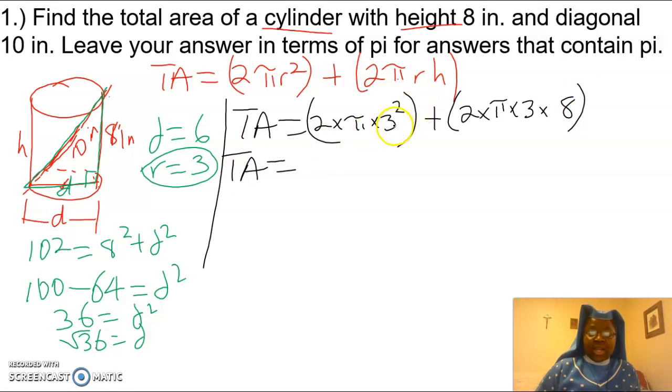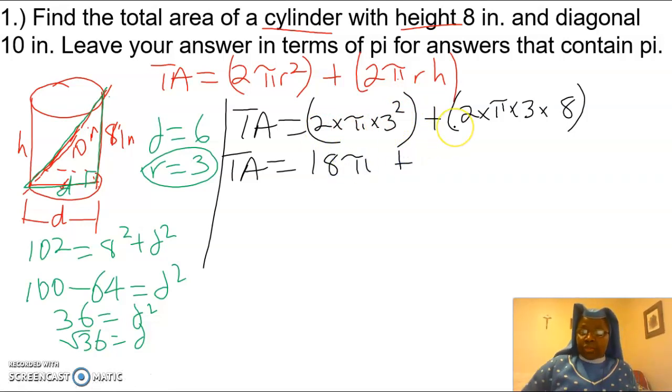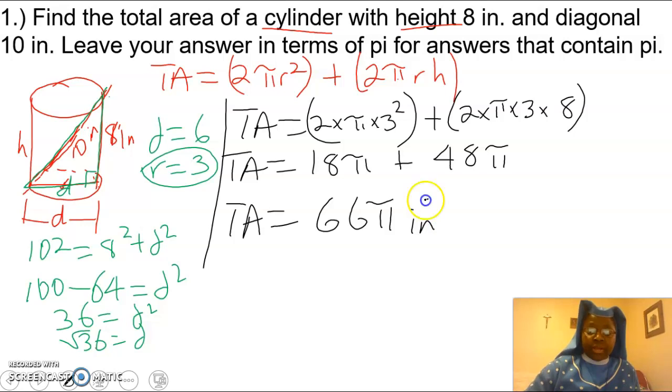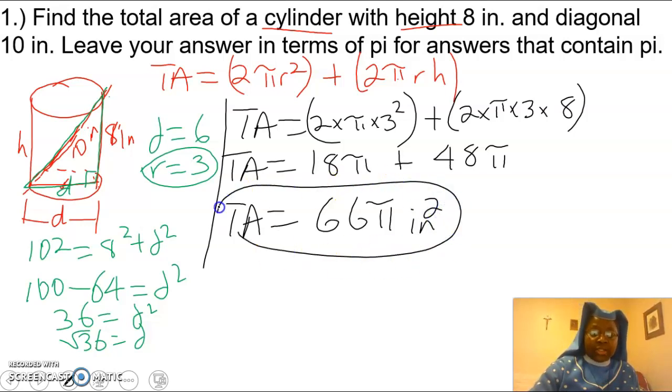This is 3 squared. 3 times 3 is 9. 9 times 2 is 18. So we have 18 pi plus, here, 2 times 3 times 8 is 48. 48 pi. So since both of them have pi in them, we can add them together, and that will give us 66. Okay, 66 pi, and this is in inches, so it's area in square inches. And that's it. Again, you see how that involves the Pythagorean theorem, so sometimes that happens.